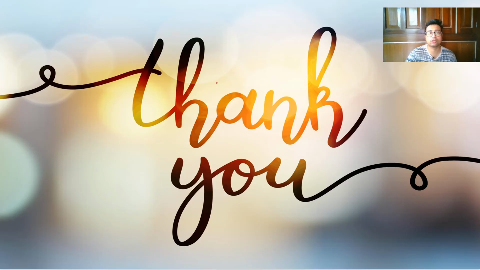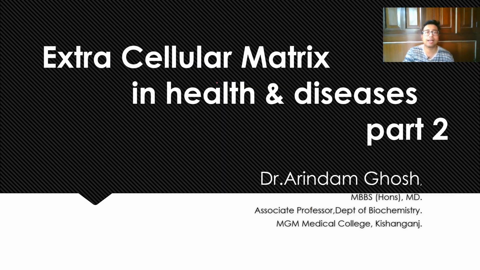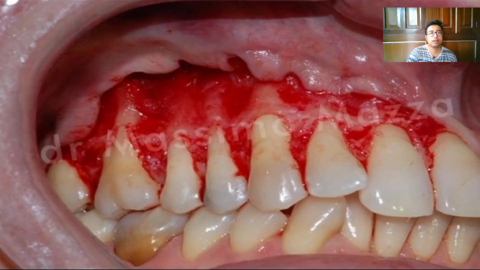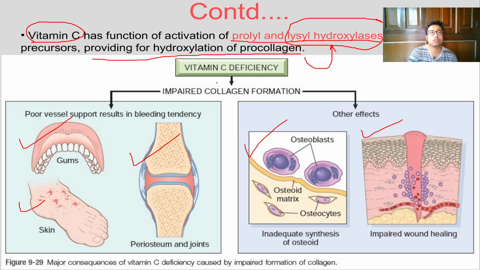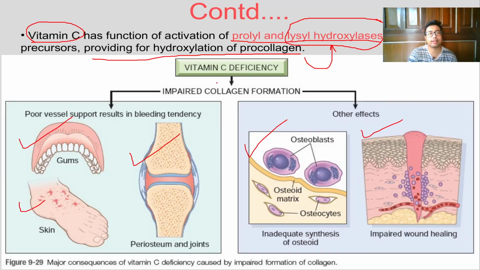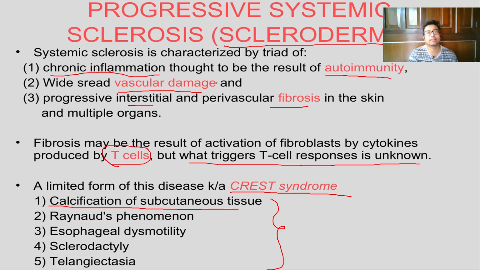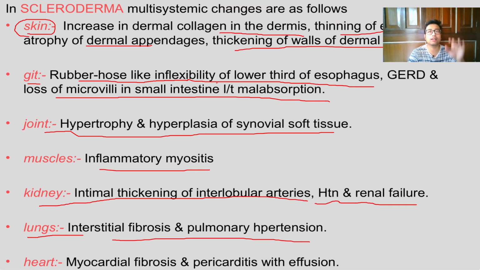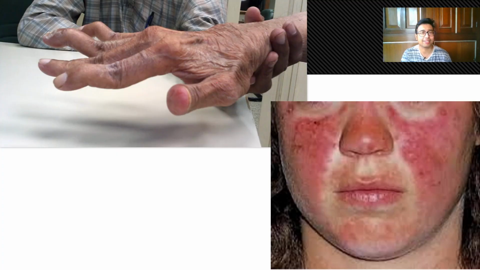Alright, so we come to the end of the class. So let us quickly recap. What are the must-know areas in case of collagen, lysyl and prolyl hydroxylase deficiency: wound healing defect and bleeding gums. In case of scleroderma, you need to remember the CREST syndrome and the 5 features of CREST syndrome. One of them is sclerodactyly and claw hand, and all the other features, and multiple organs will be affected. And this is the picture of sclerodactyly.